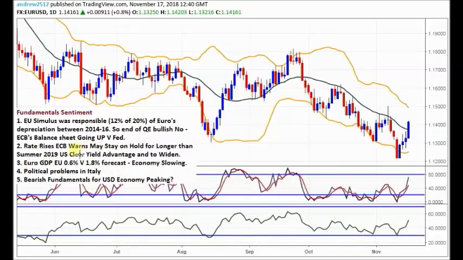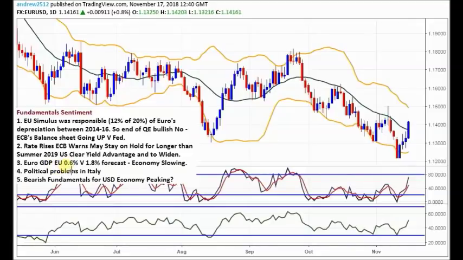Eurozone economy. Now, they've warned they may not stay on hold in terms of rates, the ECB, longer than summer 2019. That's to do with the economy. They're pretty upbeat about the economy, their last meeting. But there's no reason to be upbeat at all. The Eurozone economy is doing badly, and you can see it in the data. I did this in my last video.